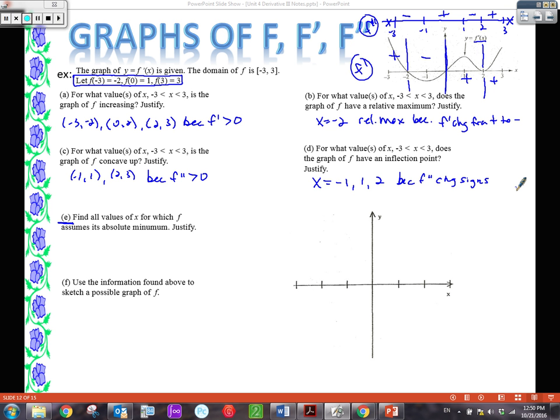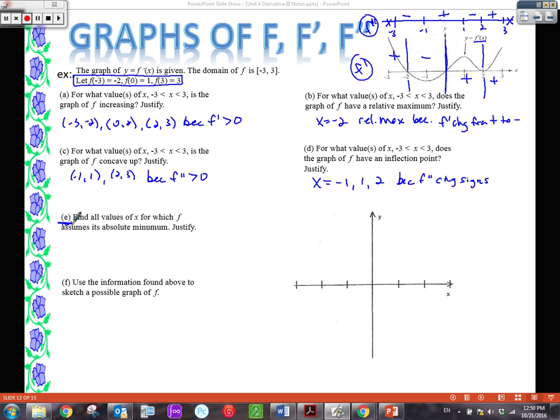Then I think part E will make more sense. Once we see the graph, I think it'll make more sense. Part E is asking us to find the values of x for which we have an absolute minimum. Absolute, not relative, but absolute. So that's a different kind of thing, right? So let's go ahead and graph it first.